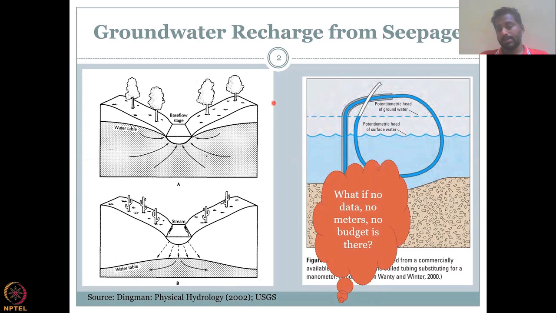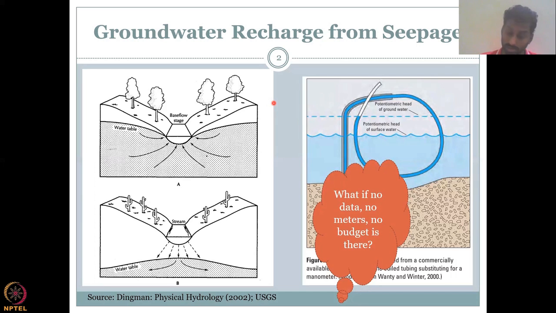However, now here comes the tricky part. What if no data is there? No meters, no money for meters, no time, and no budget, which is money put on the meters. If nothing is there, what happens? This is a concerning part, which is crippling a lot of places, because India is the highest groundwater user in the world. However, if you look at monitoring per square kilometer of area, it is not much. It's very less compared to the other countries that are actually monitoring groundwater pretty well.